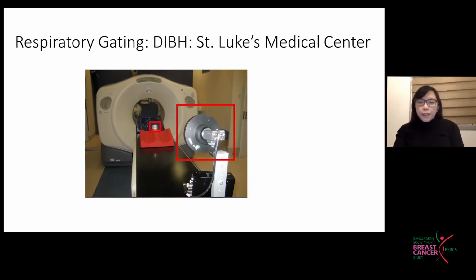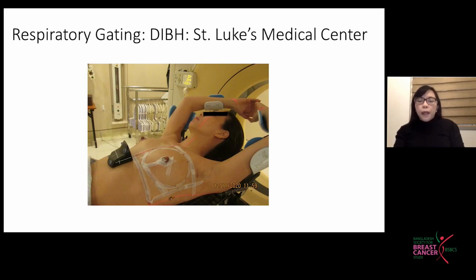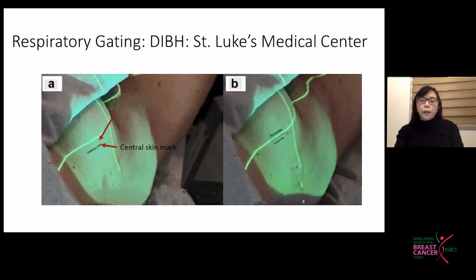So here's a closer look at the setup. And here is one of our actual patients at setup. So this is the breastboard that we use. We put the usual wires around the breast tissue and the scars. And this is the reflective marker block that we place on the patient's upper abdomen. But the first thing we do is assess if the patient can tolerate and sustain a deep inspiration breath hold.